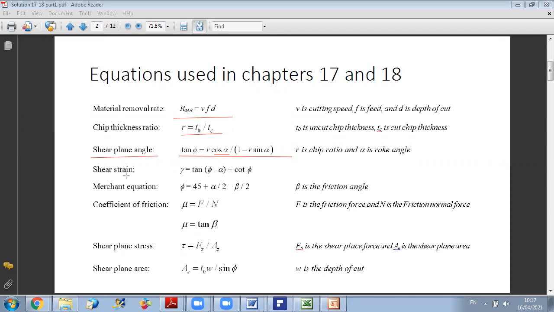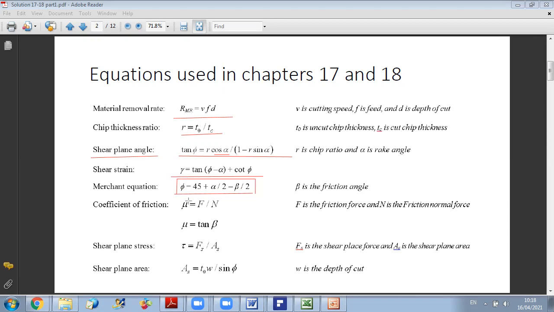Now for the shear strain during the process, you can calculate it as a function of the two angles characterizing the shear operation, which are the shear plane angle and the rake angle. And the Merchant equation will give you the optimal value of phi, which will minimize energy in the operation. Also, all of these relations, you can see their derivation in the YouTube links I posted for you. And we derived the majority of them together in the course material last time.